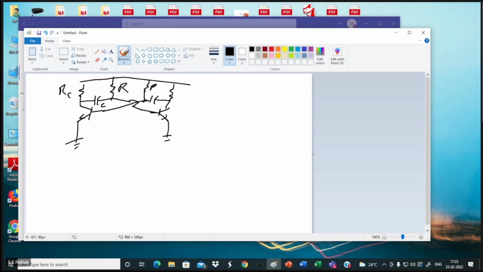So this is your R. This is your RC. This is your C. So it is a symmetric circuit. This is my VCC. So what happens? It will automatically switch from on to off state for both the transistors.